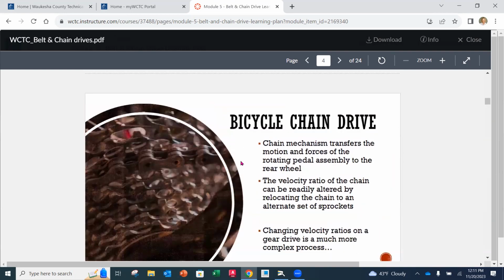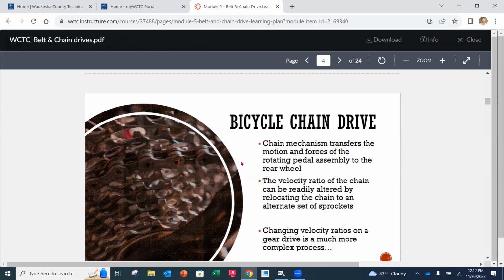So a bicycle chain drive is going to be a good practical example that I'm sure most of you have experience with, or if all of us do. So the chain mechanism is going to transfer the motion and the forces of the rotating gear assembly from where you have the pedals to the rear wheel, which is going to be doing, if you would, the driving.